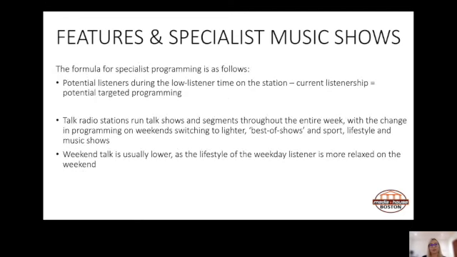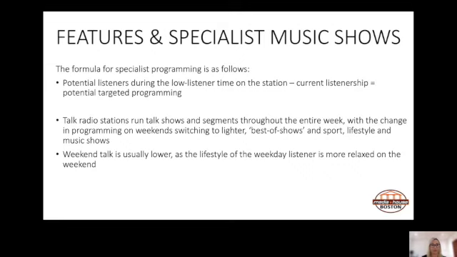The formula for specialist programming is as follows. Potential listeners during the low listener time on the station minus the current listenership equals potential targeted programming.